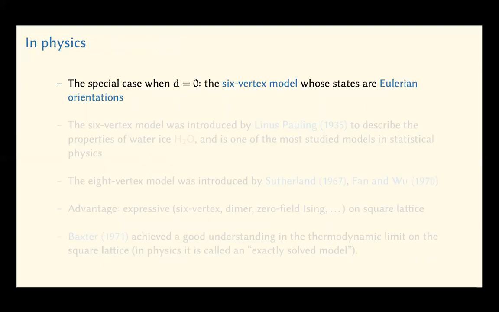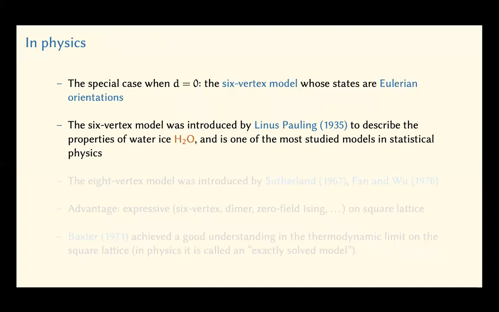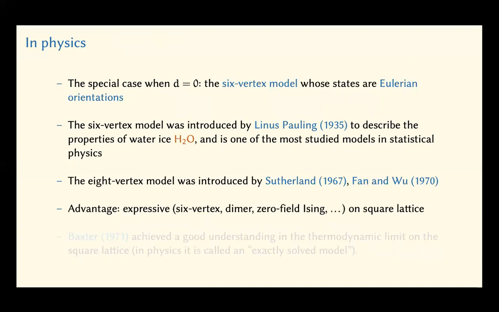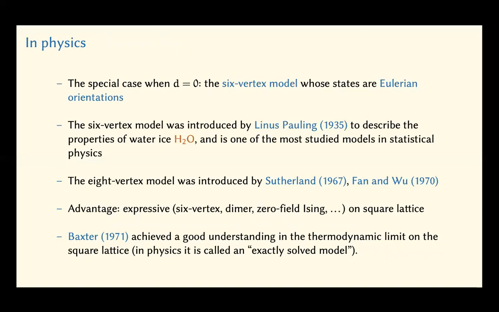In physics, the special case when D is equal to 0 is the 6-vertex model, whose states are Eulerian orientations. The 6-vertex model was introduced by Linus Pauling in 1935 to describe the property of water ice and is one of the most studied models in statistical physics. The 8-vertex model was introduced by Sutherland and Fan Wu with the advantage that it's very expressive. It can not only express the 6-vertex model, but can also encode the diamond model and zero-field Ising model on the square lattice. Baxter in 1971 achieved a good understanding in the thermodynamic limit on the square lattice. In physics, it's called an exactly solved model.